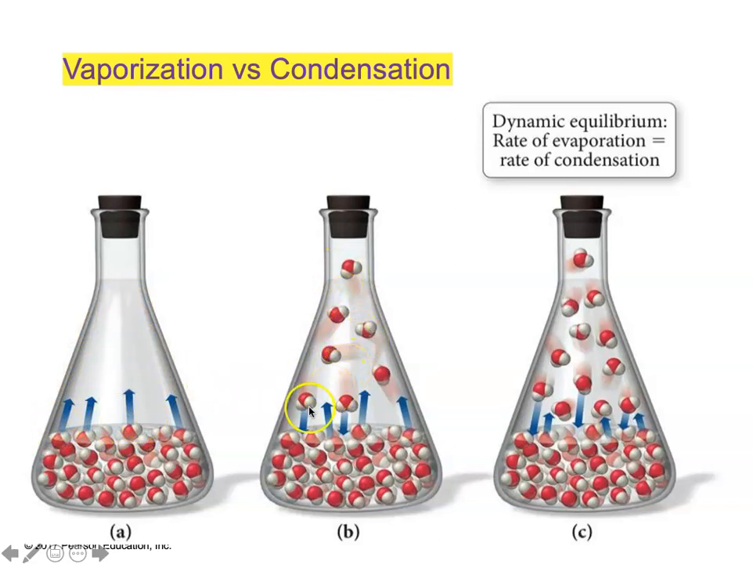And then after a while, some of these water molecules will, as they're bouncing around, hit that surface again and be captured back into the liquid state. And eventually, the two rates of evaporation, which is going up in this direction, and condensation coming back in that direction, will become equal. And that's when you have 100% humidity in here.